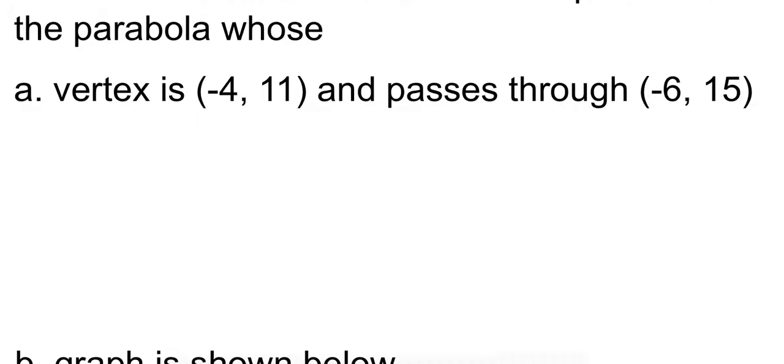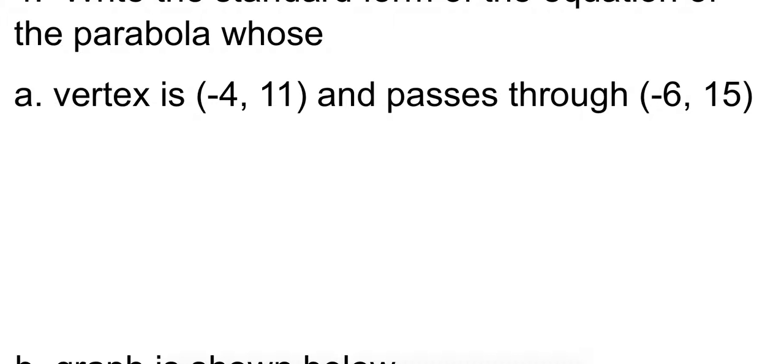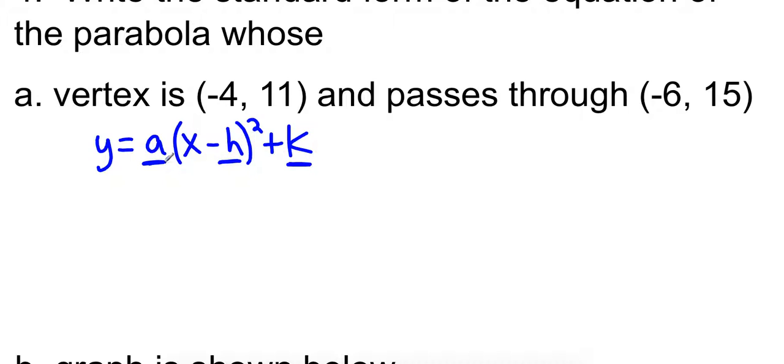So we want to write the standard form of the parabola, whose vertex is negative 4, 11, and it goes through the point negative 6, 15. So what we're being asked to do is write the equation, and we need to know what h, k, and a are. Okay, so we're going to plug in what we know. We don't know a, that's for sure. H, that's the 4, so this is going to be plus 4, and the k is plus 11.